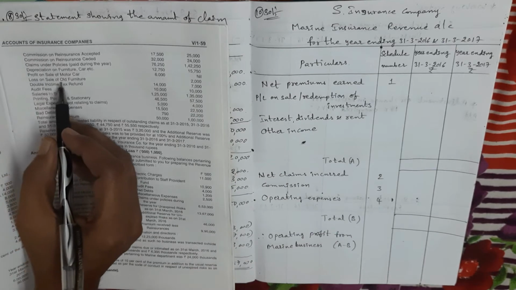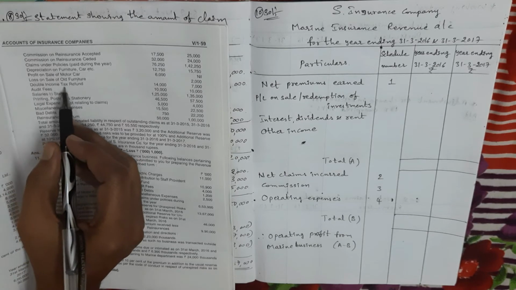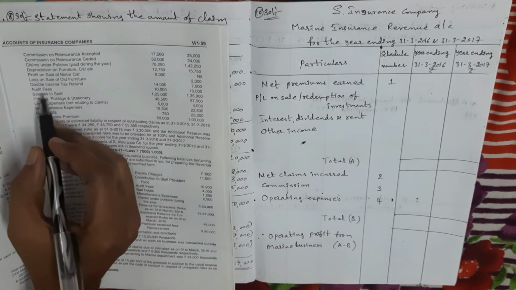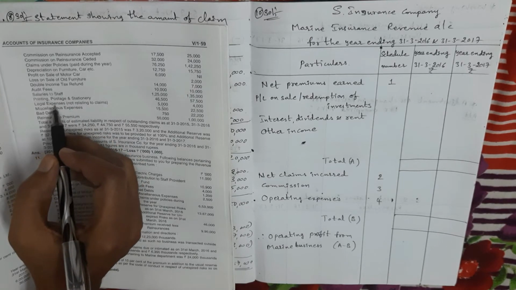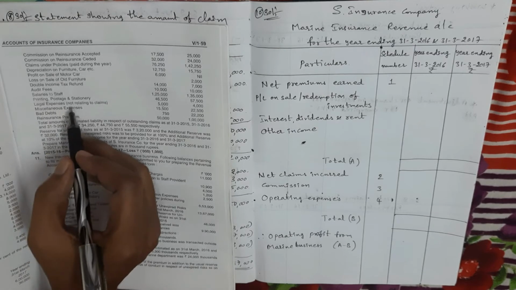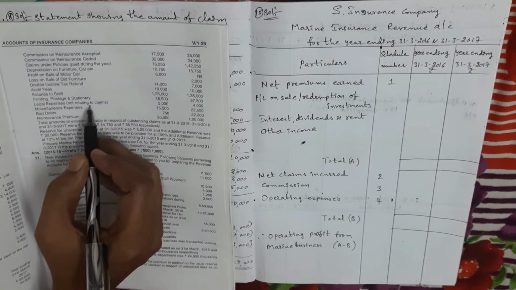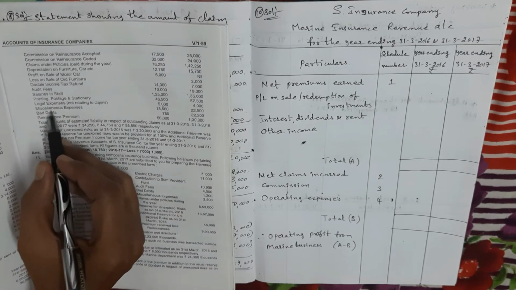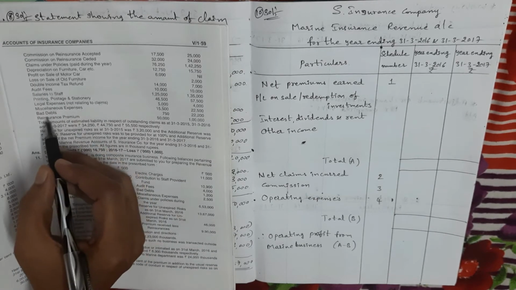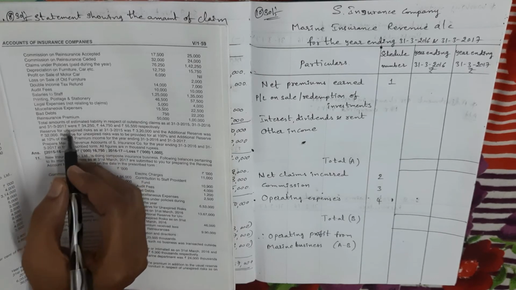Next, loss on sale of old furniture, profit on sale of motor car, double income tax refund, so it is other income. Next, audit fee, salaries to staff, printing postage and stationery, legal expenses. So my dear sir, legal expenses, in brackets it is clearly mentioned not relating to claims. Suppose relating to claims, we adjust to the claims amount, but here not relating to claims is mentioned. So we take as operating expenses only. Next, miscellaneous expenses also operating expenses, bad debts also the same, reinsurance premium. So we adjust to the premium amounts.